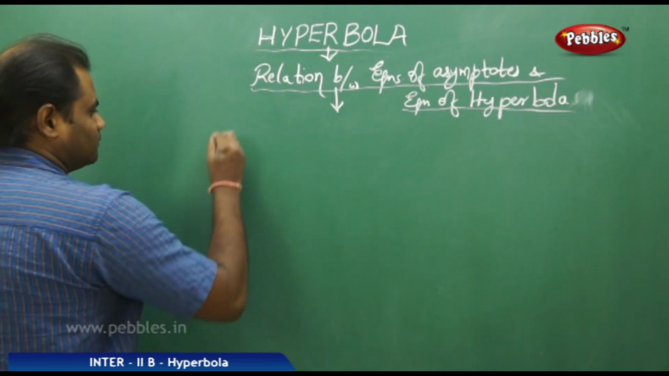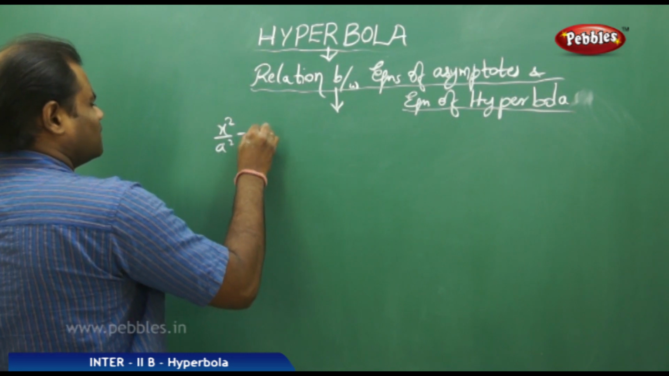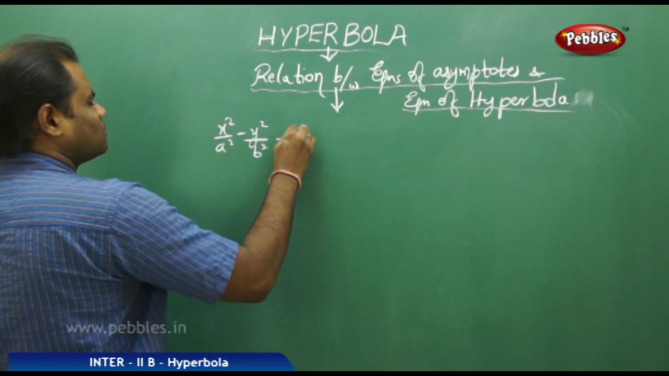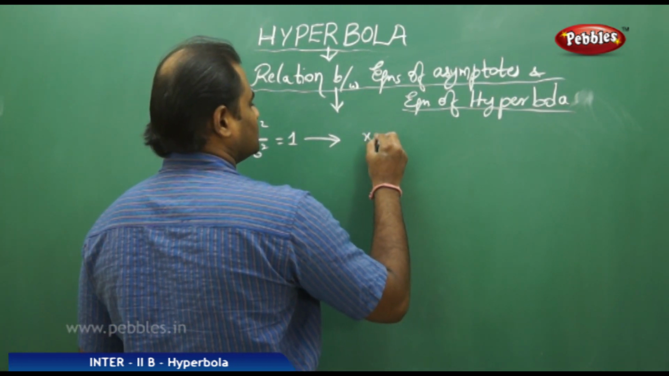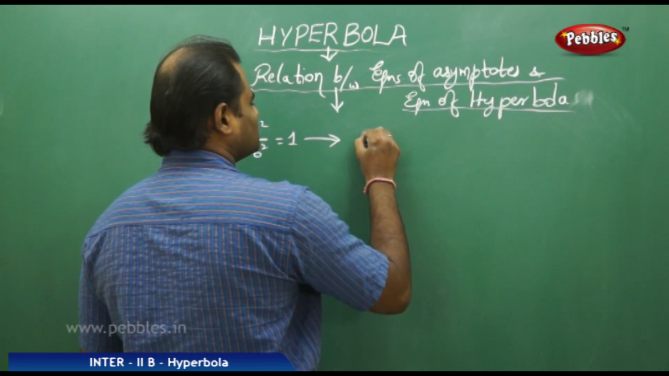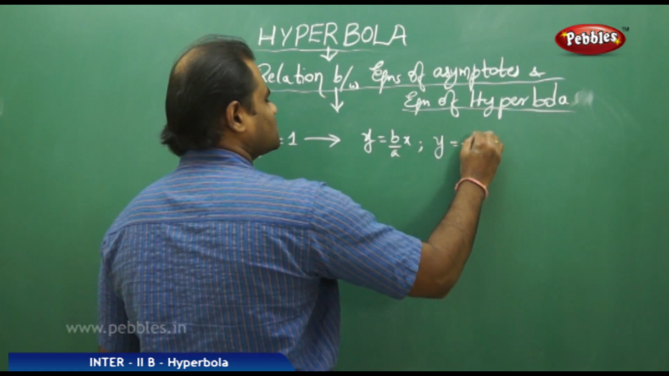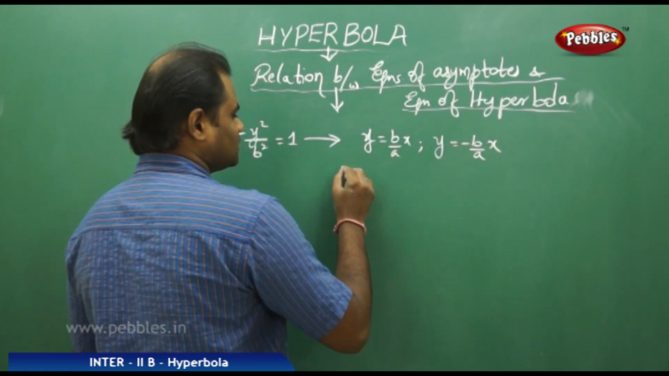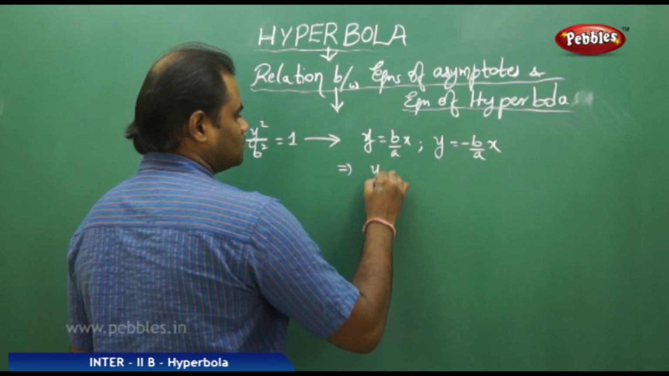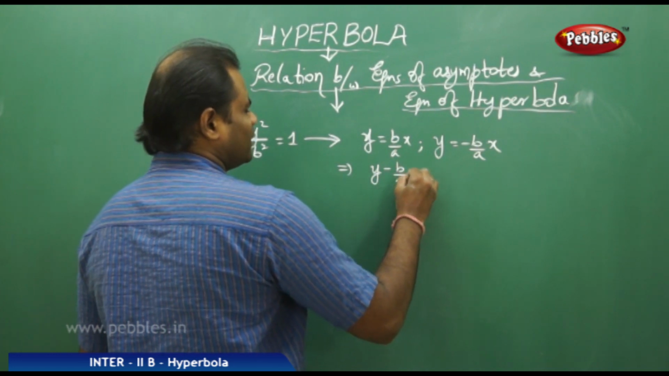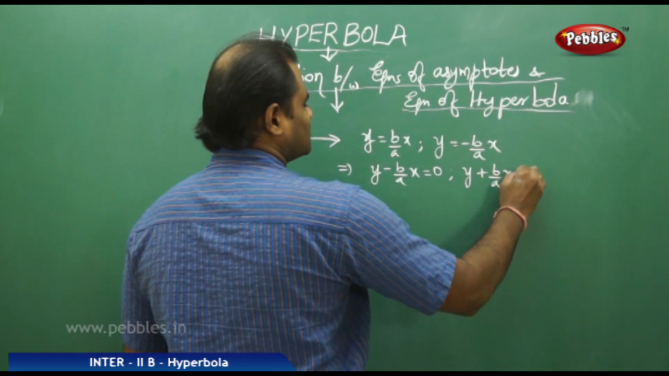So for example, I have the hyperbola x squared by a squared minus y squared by b squared equal to 1, and we have identified the two asymptotes for them as y equals b by a x and y equals minus b by a x. That implies I get this as y minus b by a x equal to 0 and y plus b by a x equal to 0.